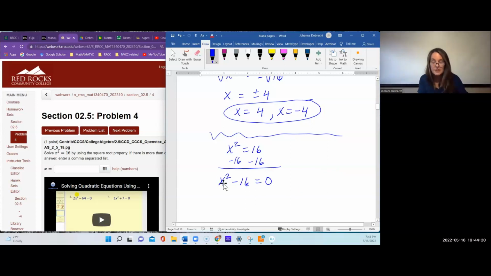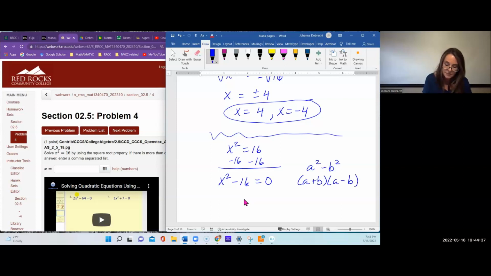Then you could note that this is, in fact, the difference of two perfect squares. A difference meaning they're subtracted and each is perfectly squared. When that's the case, remember the pattern becomes a squared minus b squared equals (a plus b)(a minus b). So we take the square root of x squared, which is x, and the square root of 16, which is 4, and then we multiply by the same binomial, but with the opposite sign in the middle. This is set equal to 0.